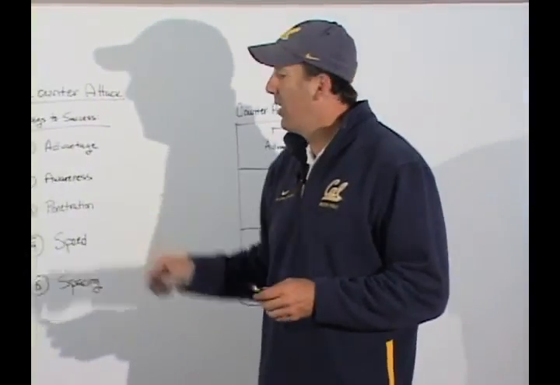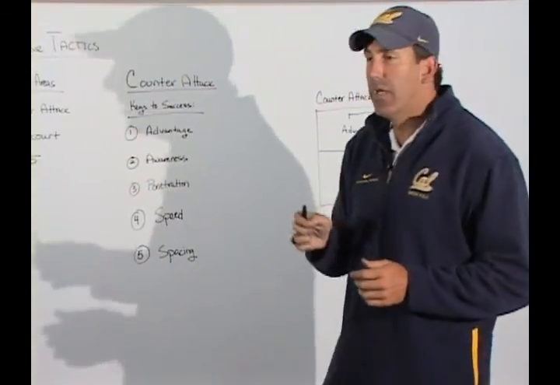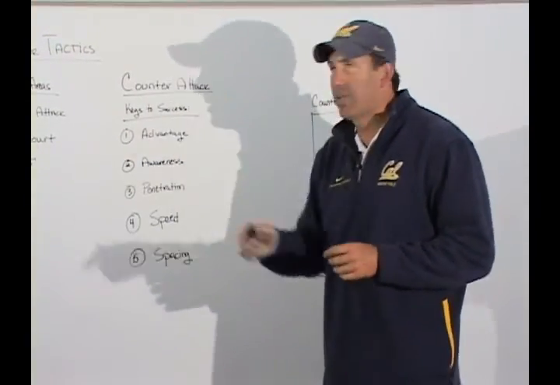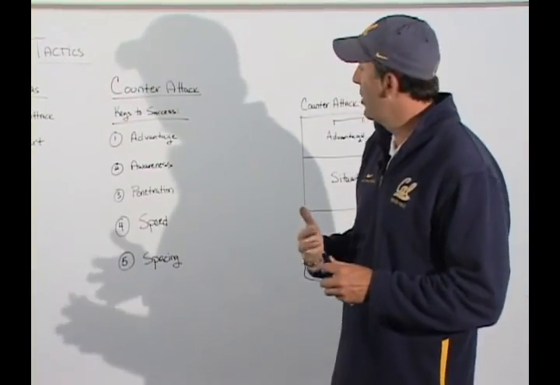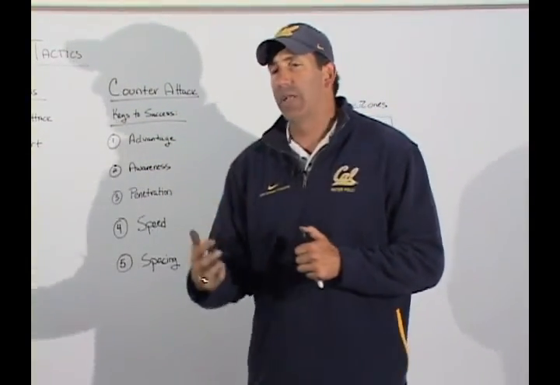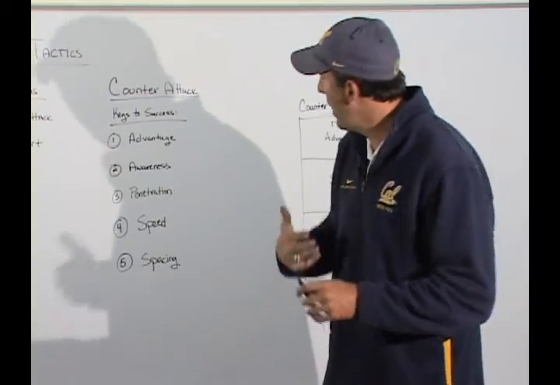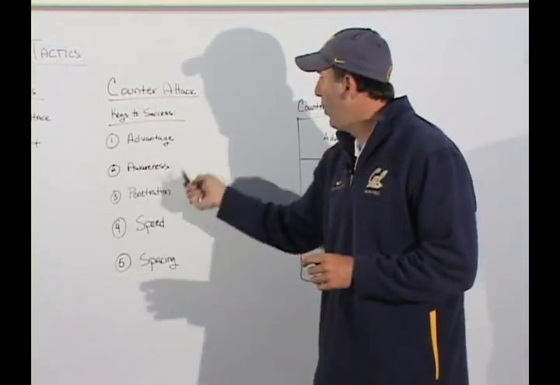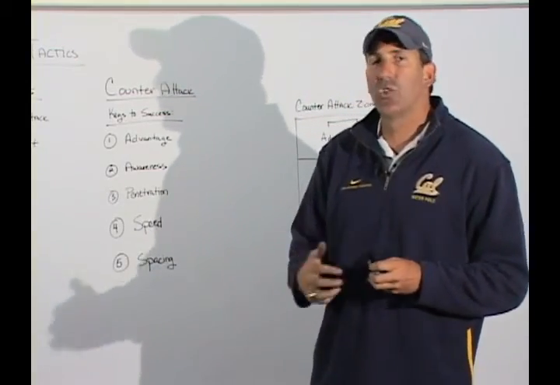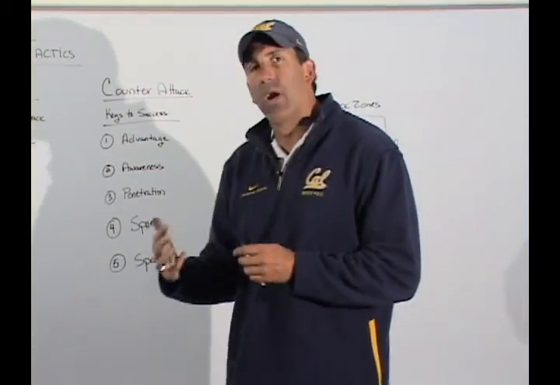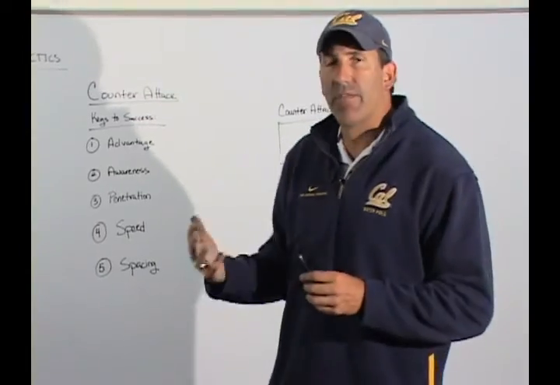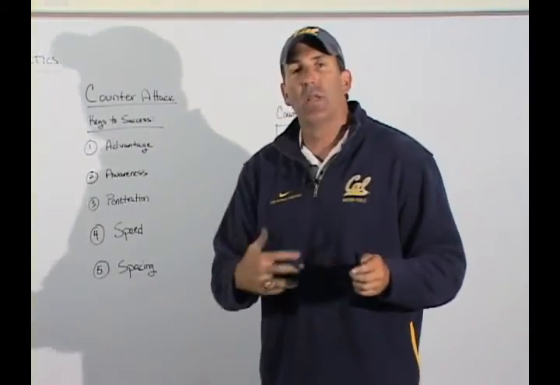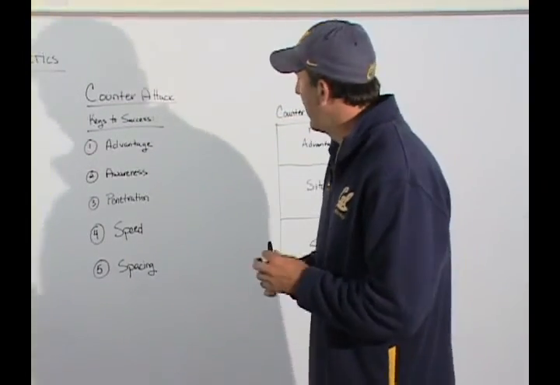So again, advantage. Gaining an advantage early is imperative to a successful counterattack. You've got to get the jump on your offensive player, anticipate the turnover or the shot, create an advantage, and then attack the cage. Awareness, again, assessing the situation quickly. Where do we have an advantage, and where do we need to move the ball quickly to take advantage of that advantage?